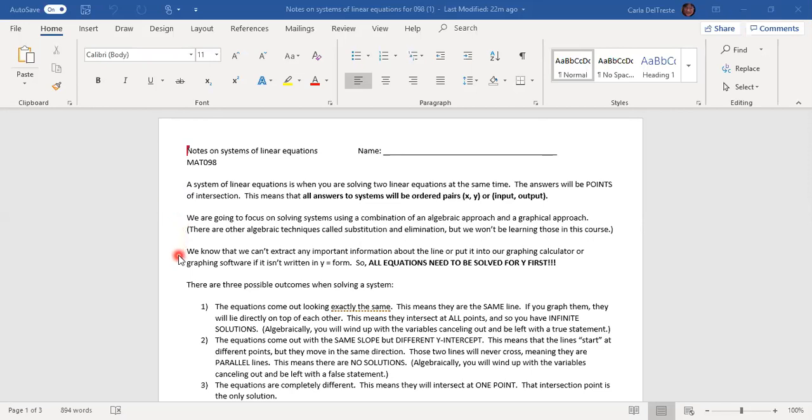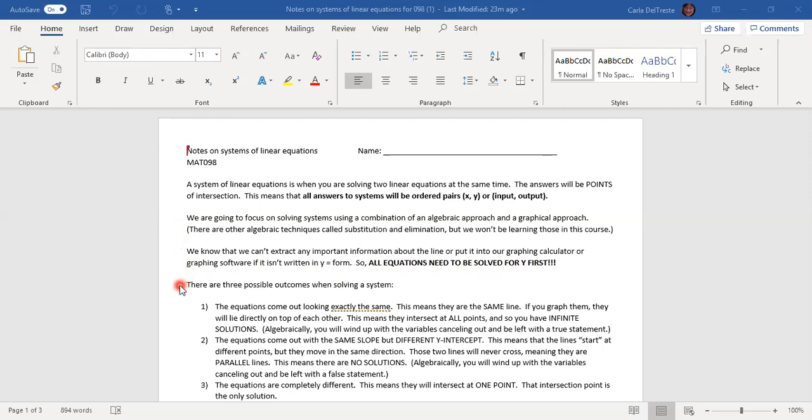So let's think of something that we already know. We know that we can't extract any important information about the line unless it's solved for y. So we want to get y equals, okay? Our calculator only understands y equals, so we want to get it in y equals. So that's going to be our first step no matter what. All equations need to be solved for y first. That's got to be our first step no matter what.